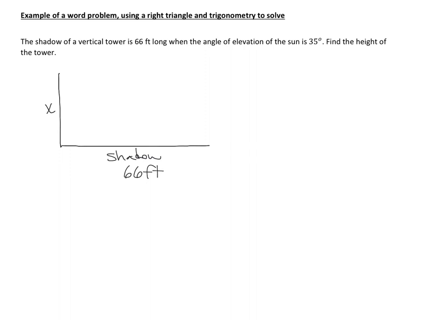All right, and the angle of elevation, let's see if I can draw a straight line. That means if I were standing on the ground right here, looking up, the angle of elevation of the sun would be 35 degrees. I hope that makes sense. I have created a 90-degree angle. Okay, so we can use trig to help us solve this.